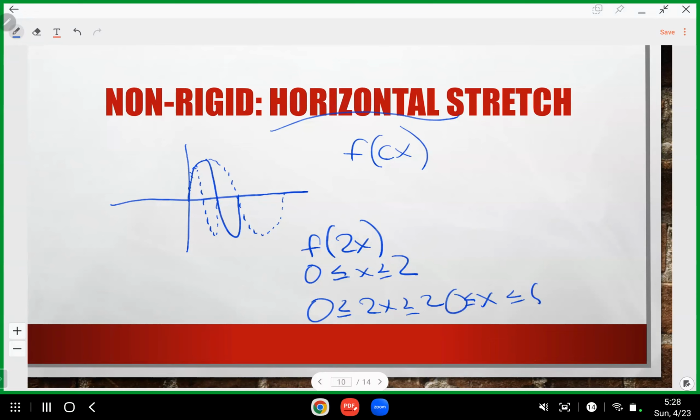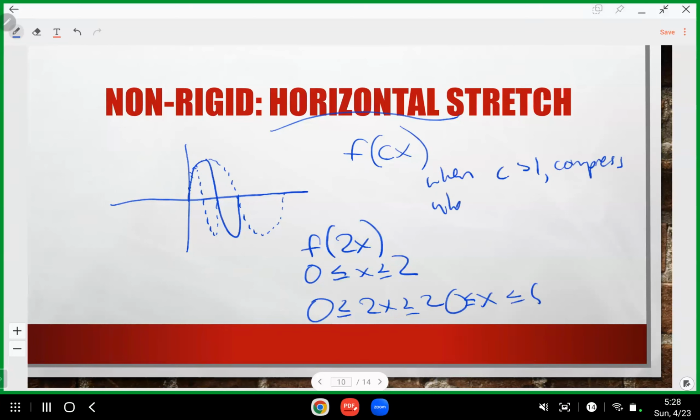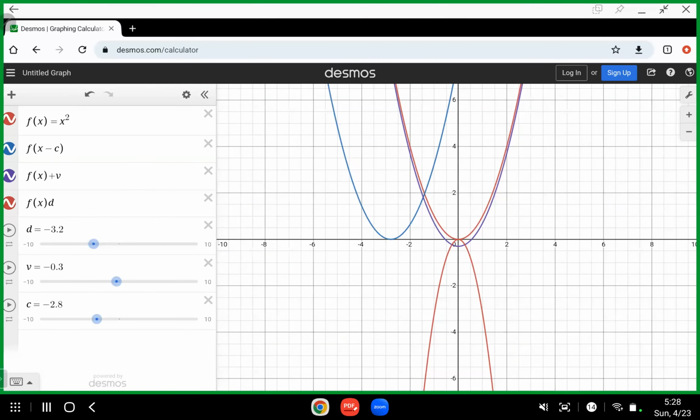So when c is greater than 1, you have to actually compress it, which is a little bit counterintuitive compared to the last one. And when c is less than 1, again, greater than 0, you actually stretch it. So when it's a fraction, you have to stretch it. So let's model that on Desmos.